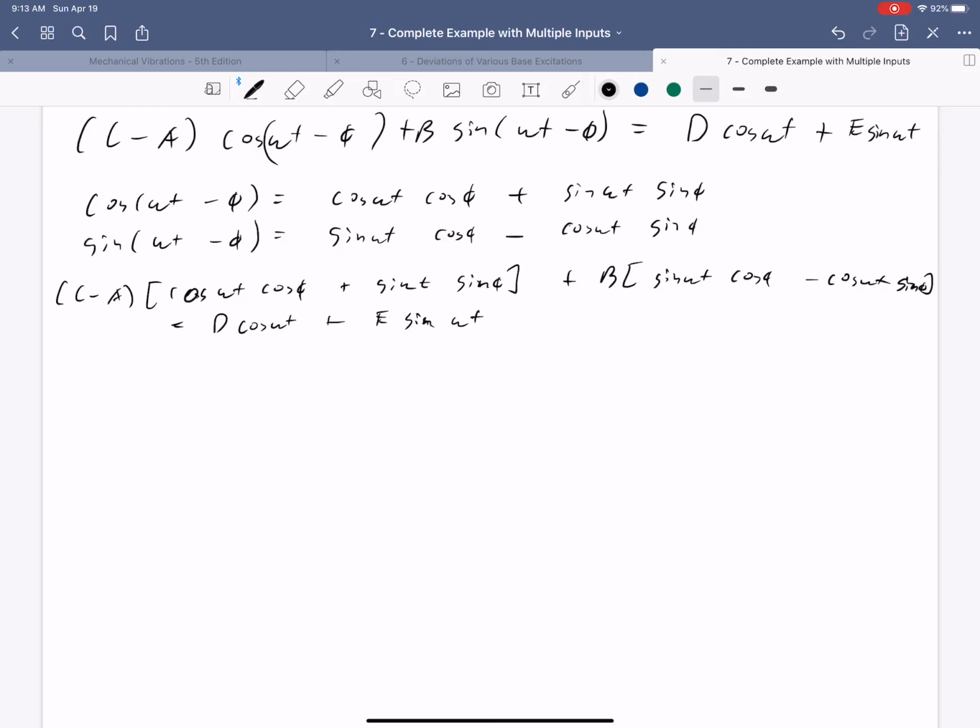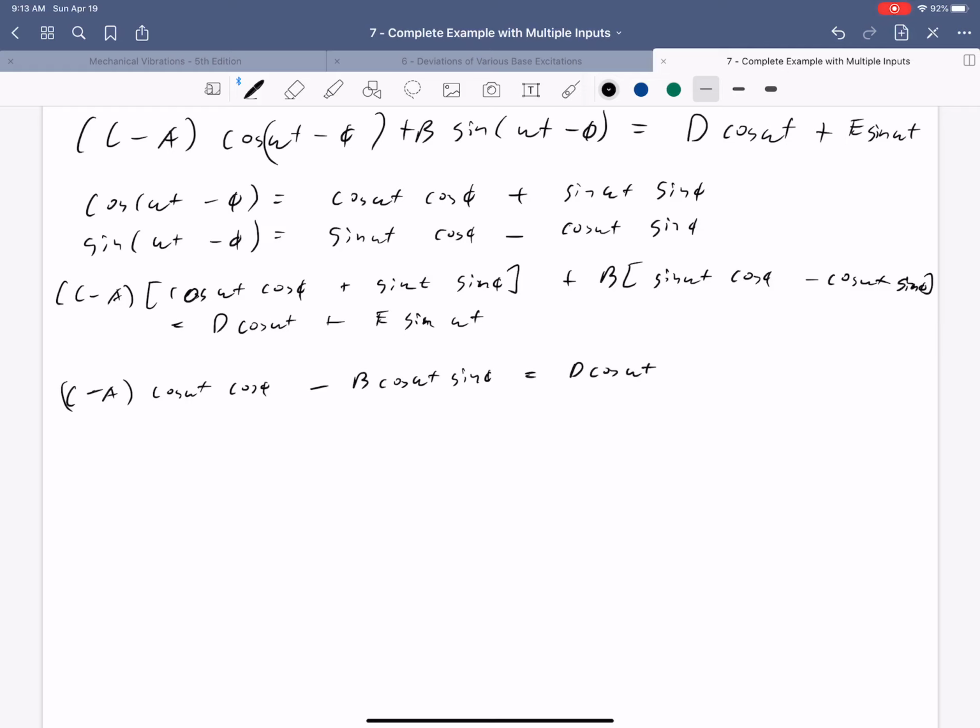Okay, and now we're going to collect the cosine omega t's and sines in their own lines. So we have c minus a cosine omega t cosine phi. And then here's another one, so minus b, cosine omega t sine phi is equal to d cosine omega t.